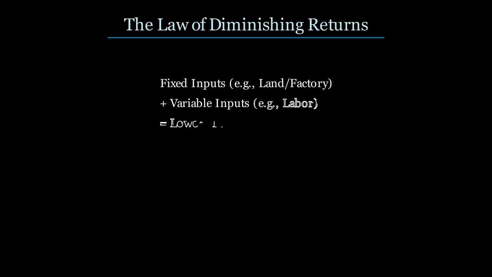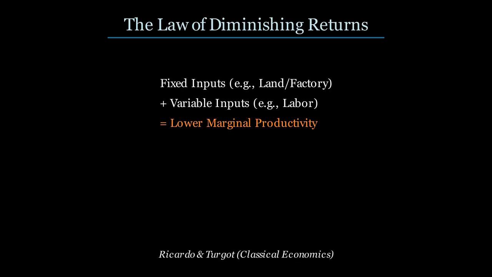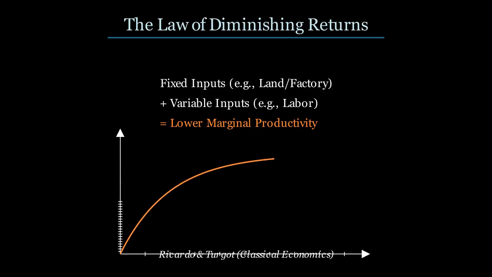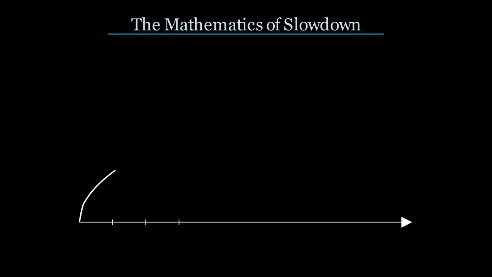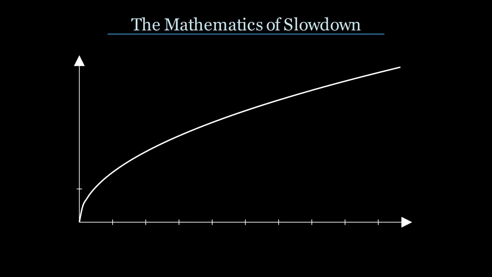The law of diminishing returns, also known as the law of diminishing marginal productivity, states that as we increase one factor of production while keeping others constant, we eventually reach a point where each additional unit of input yields less and less additional output. It was famously observed by classical economists like David Ricardo and Anne Robert Jacques Turgot in agricultural settings. To visualize this mathematically, we look at the slope of the curve.